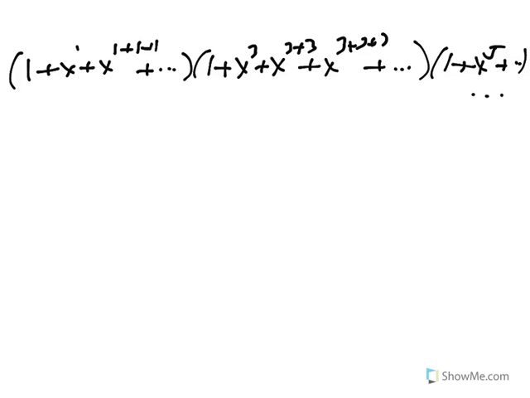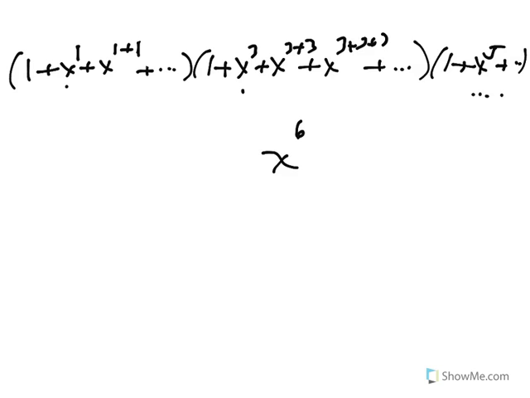So we have here, each of these parentheses has 1, and then x to some odd power: x to the 1st, x to the 3rd, x to the 5th. And then the third term of each one is, oops, this needs to be just 1 plus 1. So the third term is x to the 1 plus 1 in this one. The next one is going to be x to the 1 plus 1 plus 1, and so on. This second parentheses here is 1 plus x cubed plus x to the 3 plus 3, plus 3 plus 3.